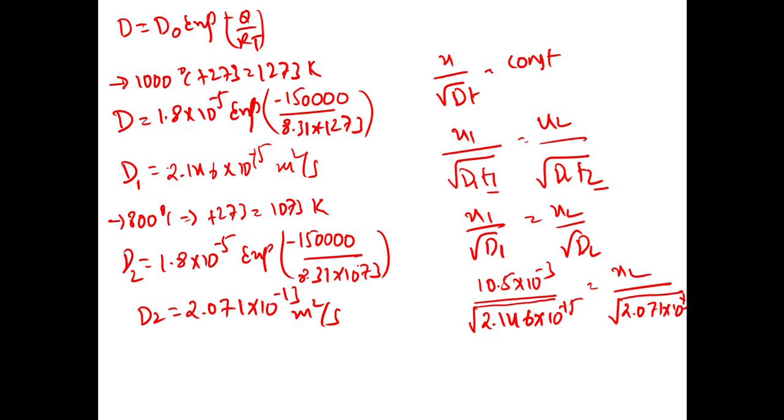Yeah, sorry, I think I made a mistake here, a simple mistake. The diffusion values should be reversed because it's a common thing: higher temperature should have the higher diffusivity value, that is 2.07 into 10 to the power minus 13, and 2.146 into 10 to the power minus 15 is having lesser diffusivity value because of lower temperature. Need to reverse it also here.